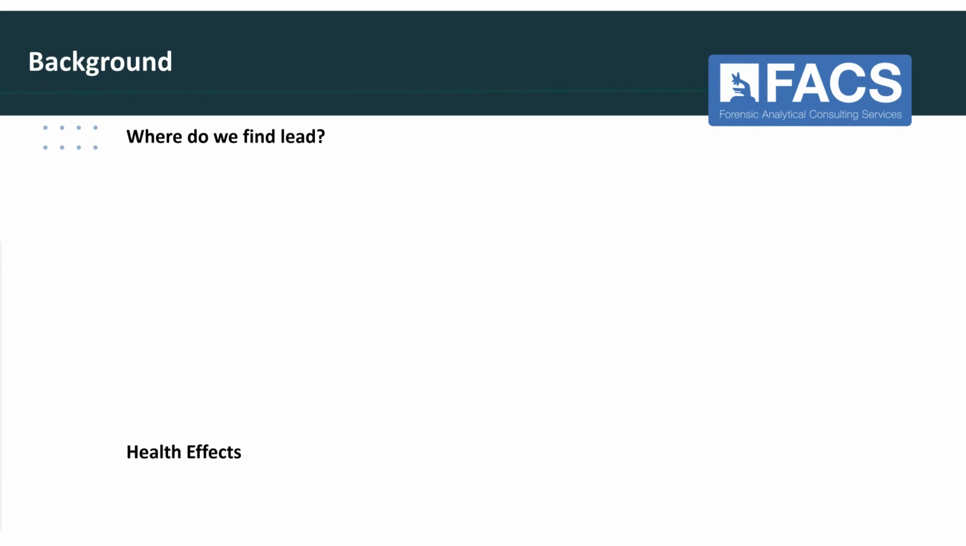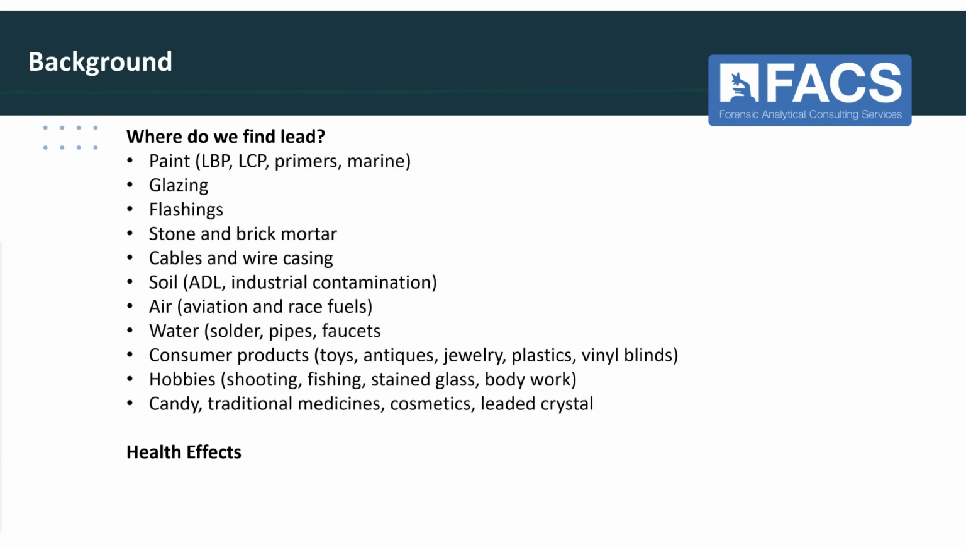We still find lead all over the place. It's in paint, it's in glazings. We see flashings. Old stone or brick mortar can have lead. If you're in telecommunications, some of the wiring has lead shielding. We see lead in the soil all over the place, related to the historical use of lead in fuels. And we still use lead in some of our aviation fuels and some of our racing fuels. Also, industrial contamination, such as battery factories, can contaminate wide areas. We still see lead in some old solders and some old pipes. Everyone's heard of Flint, Michigan, and some of the issues around there.